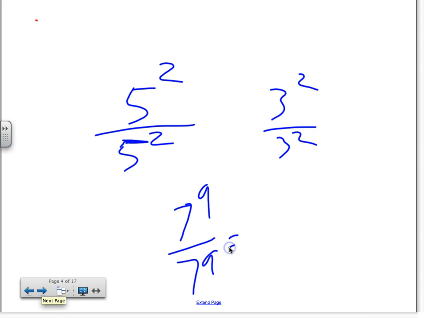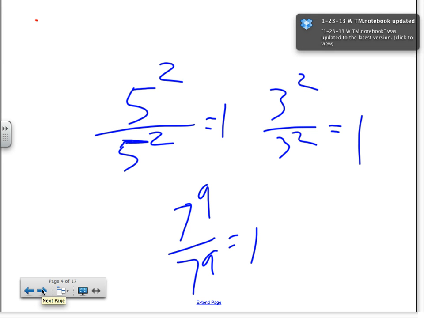What kind of assumption can you make out of all 3 cases? They're all 1. Why? Because they cancel each other out. You can expand it: 5 squared means 5 times 5, with 5 times 5 at the bottom. Cancel everything, and the only thing left over is 1.